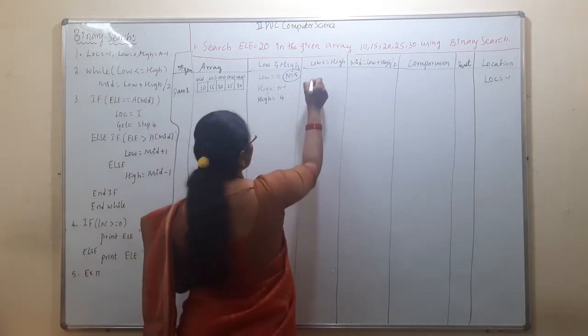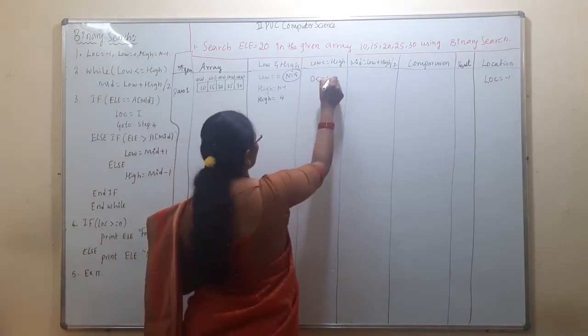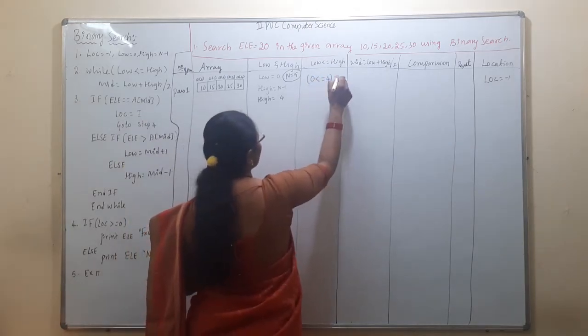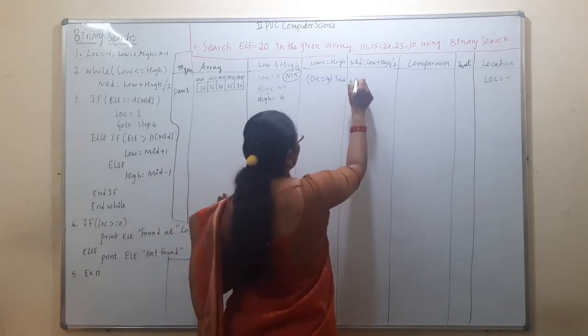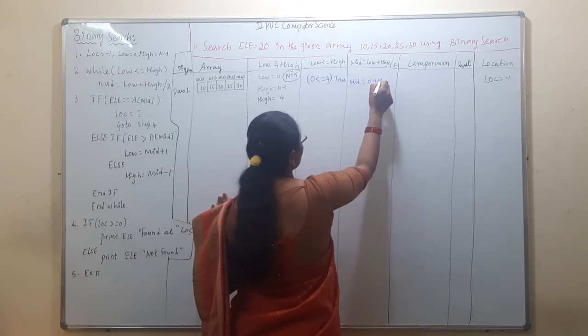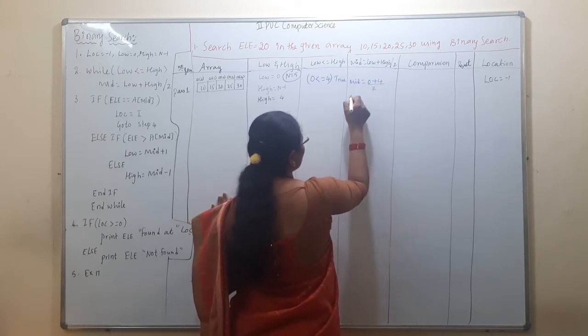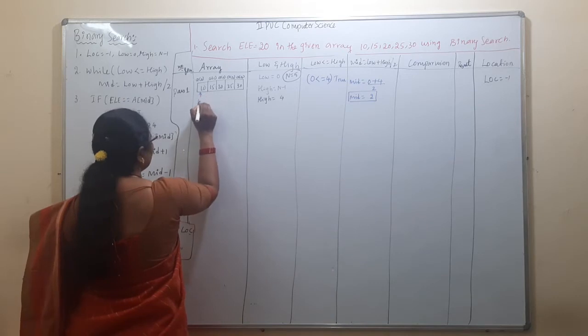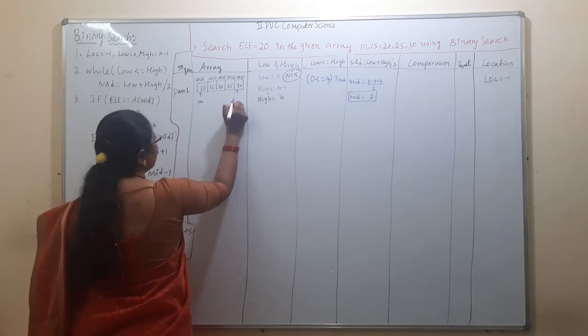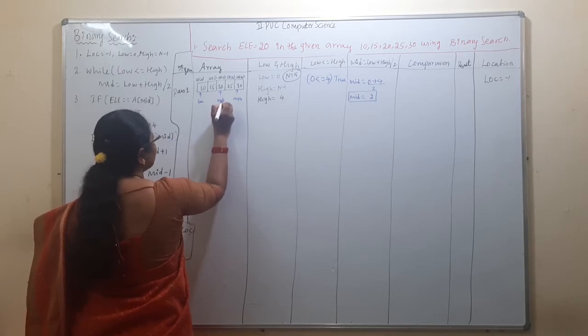Then, is it 0 less than or equal to 4? Yes, the condition is true. Find the mid value. Mid equal to (0 plus 4) divided by 2. You will get the mid value as 2. So this is the mid value we got. So where is the pointer? The low pointer is here. High pointer is here. Then mid pointer is here.